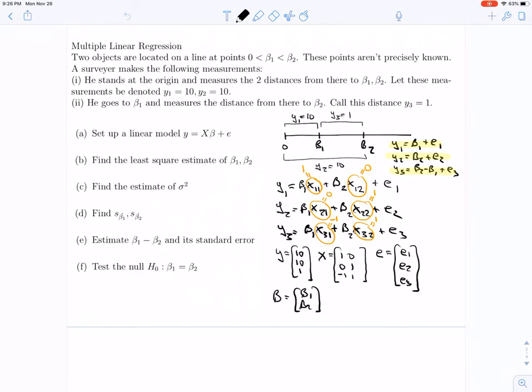Because it says here in the text that y3 is the distance from beta 1 to beta 2. So we can write this out. Let the x's be the coefficients of the beta. And so you can see that X is a 3 by 2 matrix: 1, 0, 0, 1, minus 1, 1.